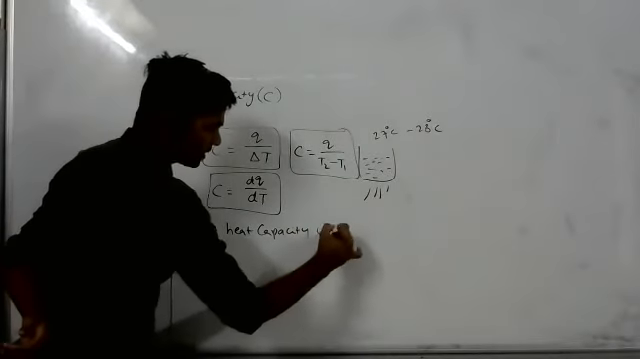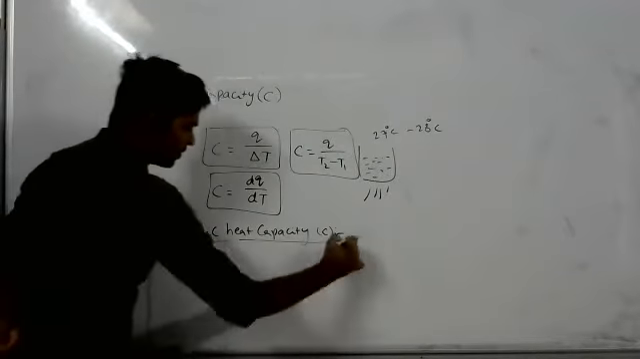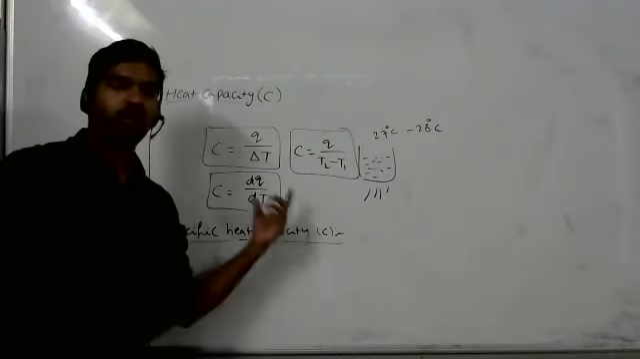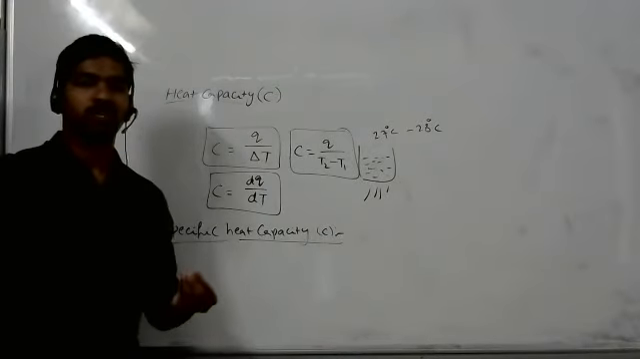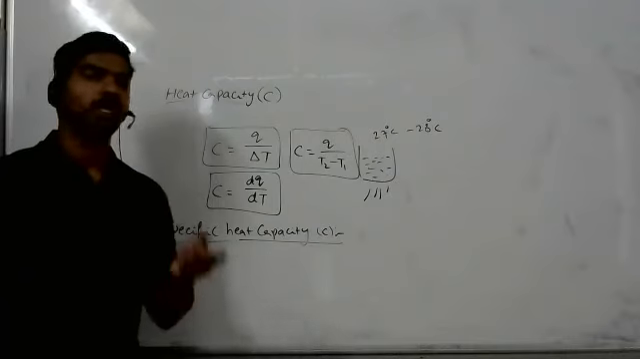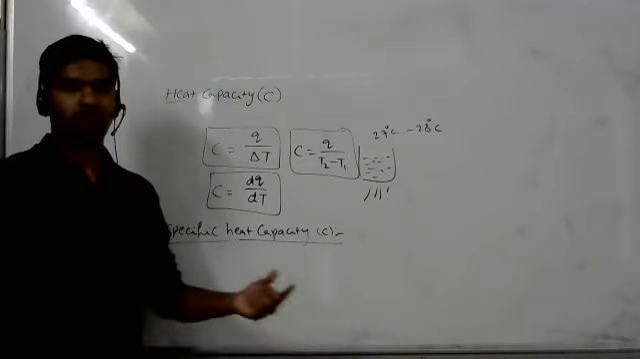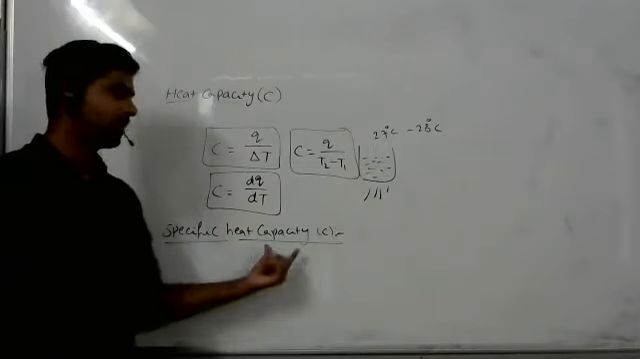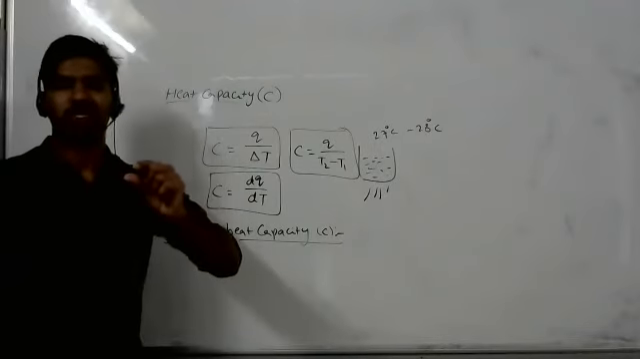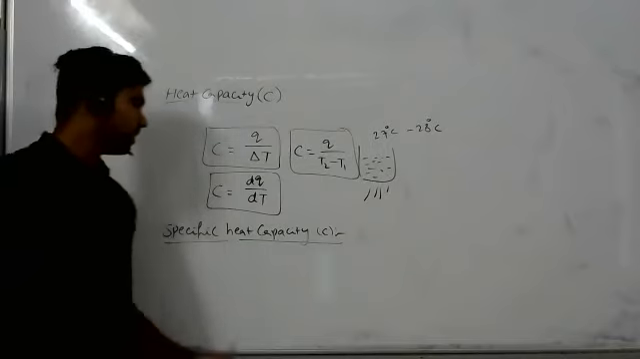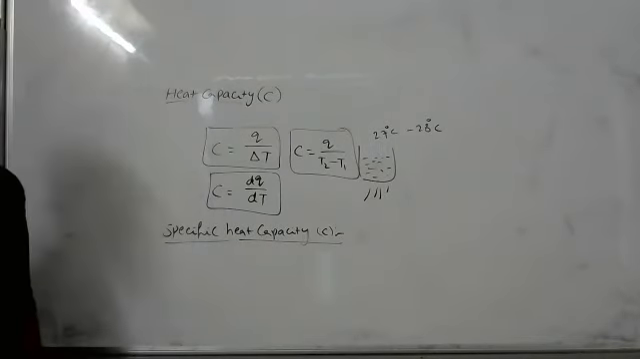This is denoted with small c. It is defined as the amount of heat required to raise the temperature of 1 gram of substance through 1 degree centigrade. Here we are maintaining a particular amount of substance. Specific heat capacity means we are taking only 1 gram of substance, and to increase its temperature through 1 degree centigrade, that's called specific heat capacity.